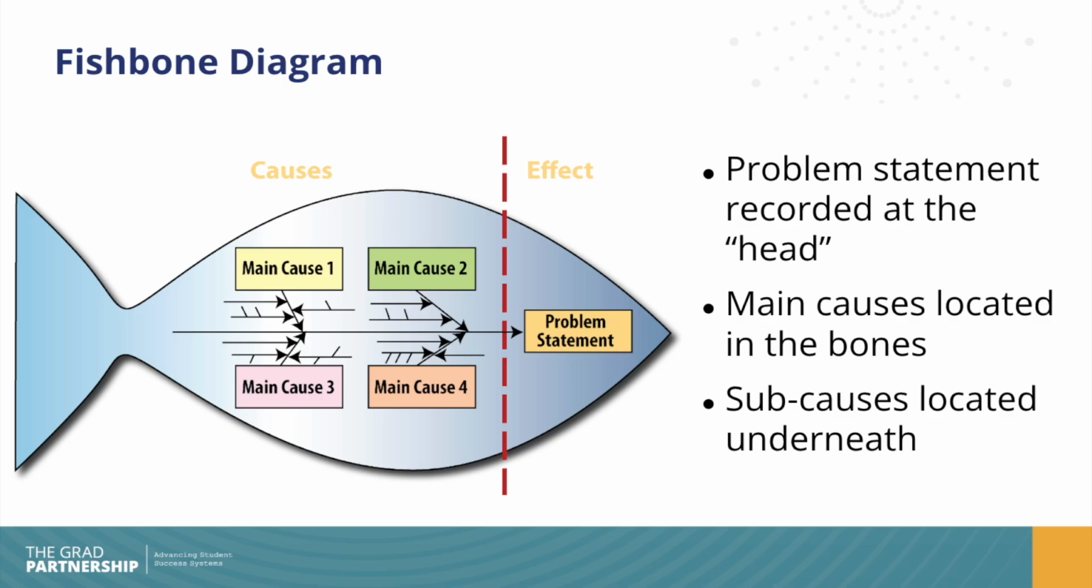Here is a template of a fishbone diagram. The problem statement is recorded at the head, while the main causes are located in the bones, and sub-causes are located underneath. The fishbone diagram allows the team to discuss different factors that might impact a problem, opening doors for perspectives that may not have been considered yet.